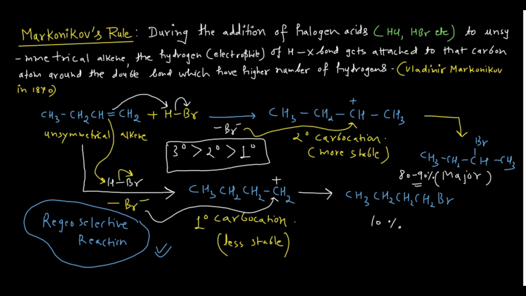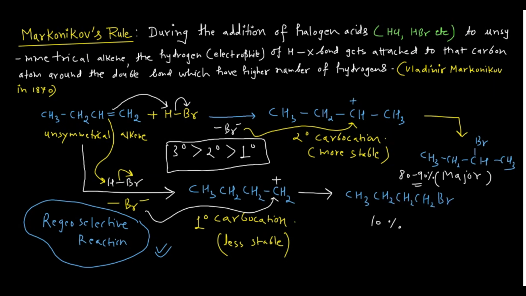But here you can see what the regioselective reactions are. So I am explaining to you. See, focus here. You have formed two products in this particular reaction. One is major and the other one is minor. If you compare these two products, this one is 2-bromopropane and the first one is 1-bromopropane.